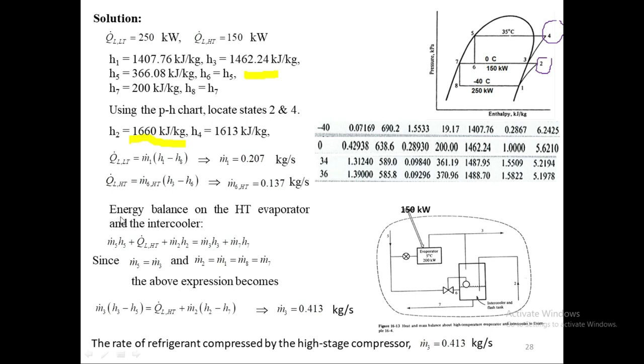M dot 7 will be M dot 2. M dot 2 and M dot 7 are the same at these two points. So we will replace that one here, and I will have only 2 masses, M3 and M2. M3 we need to find out, and M2 we have calculated earlier.